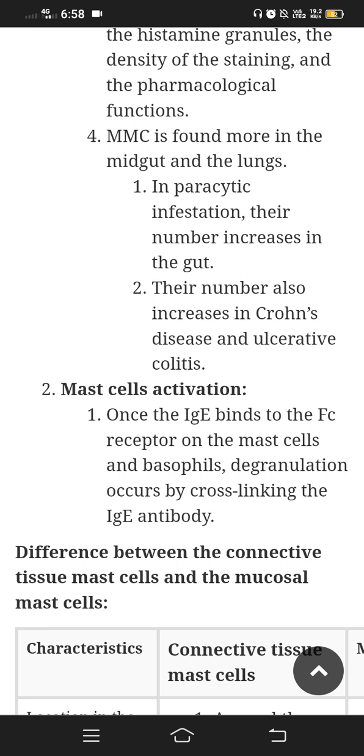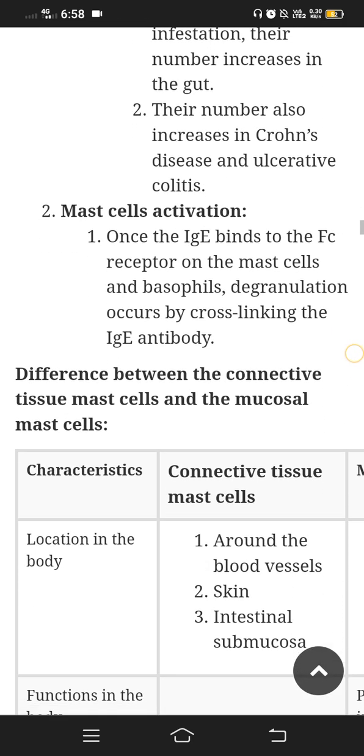Once the IgE is bound to the Fc receptor on the mast cells and basophils, degranulation occurs by cross-linking the IgE antibody.